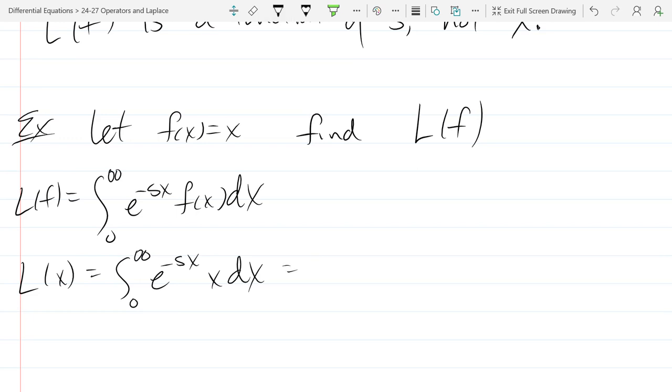So we have an improper integral. So we need a limit as b approaches infinity of the integral from 0 to b. I'm going to write the x term first: x times e to the negative sx dx. How in the world do we integrate this thing? Integration by parts. That is correct. And you should be able to integrate by parts in exactly one iteration.